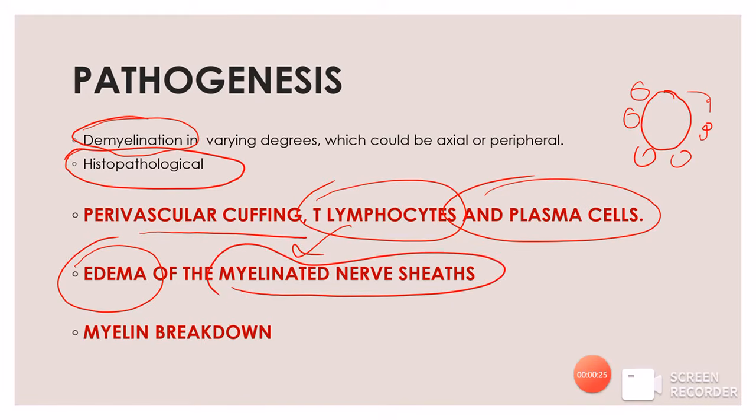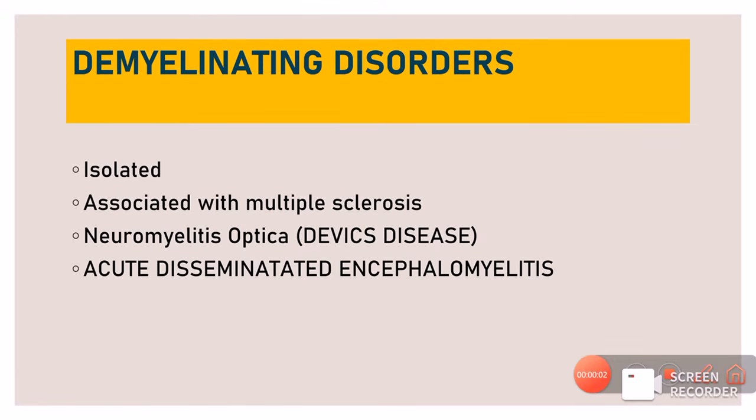Now as there is edema and inflammation, it will finally lead to myelin breakdown. This myelin breakdown is occurring because of two reasons. Number one is inflammation and number two is autoimmunity. Now, the demyelination in optic neuritis can occur alone, or it can be associated with a lot of syndromes. If it is occurring alone, without being associated with any kind of syndrome, it is called clinically isolated optic neuritis, or isolated optic neuritis.